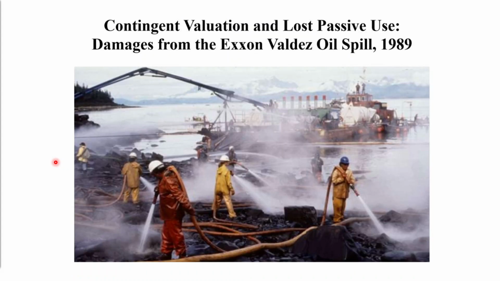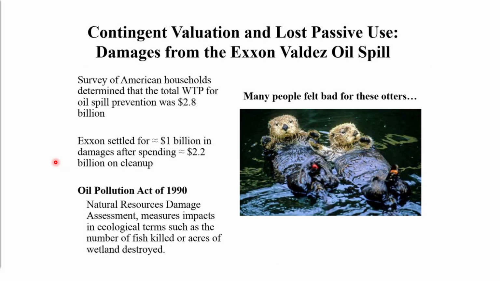Okay. So this method was used during the Exxon Valdez oil spill, 1989, and the government wanted to hold ExxonMobil accountable, so there was a survey done using contingent valuation to see what was the value, or the cost, of the oil spill. And that amount came to 2.8 billion. Okay, Exxon settled for 1 billion, and this is after spending 2.2 billion on cleanup.